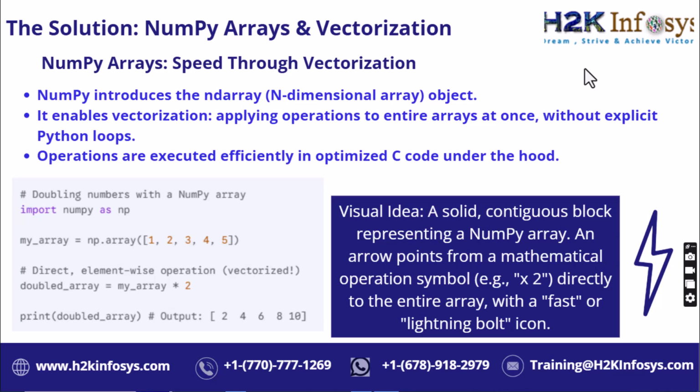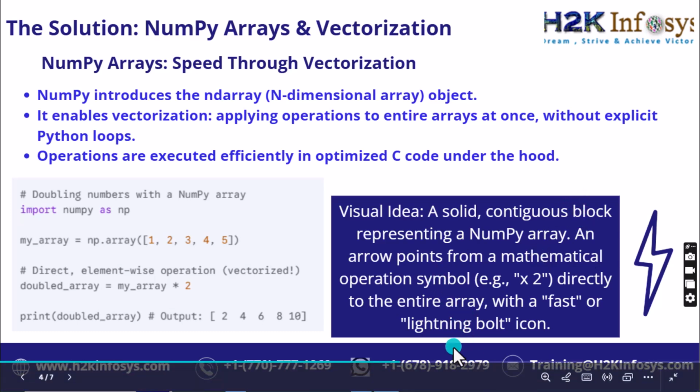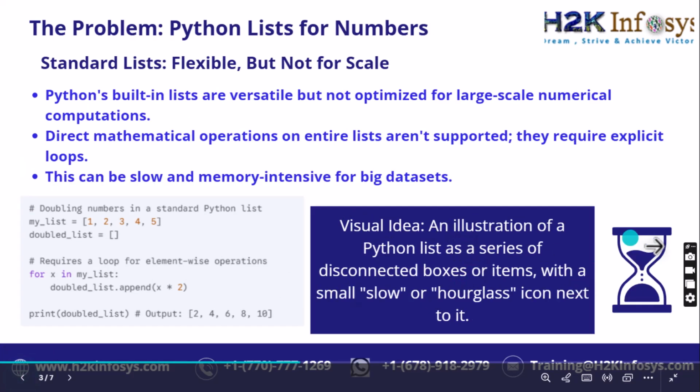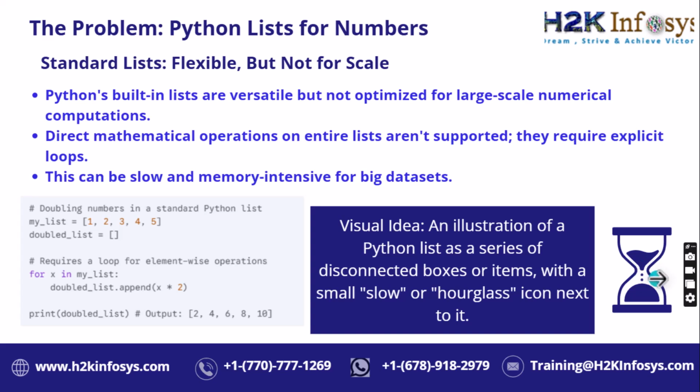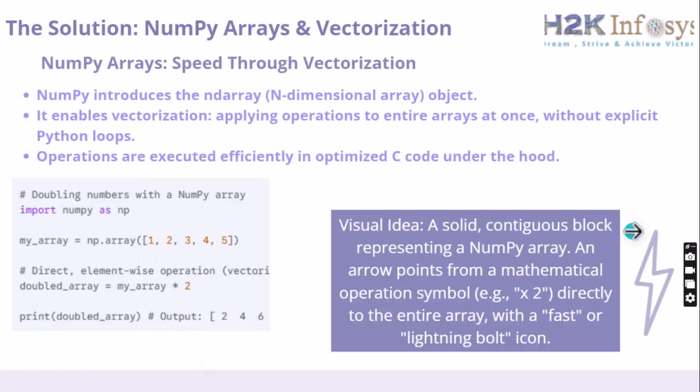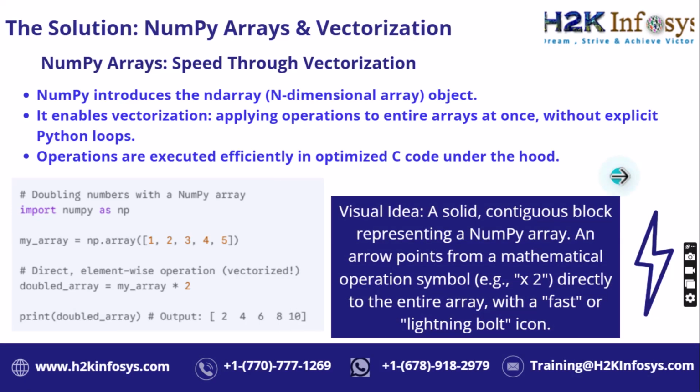So this is how it is much faster than the list. Hence we can say that it provides high performance. Almost double. We can compare NumPy to a lightning bolt, and the list we can compare to an hourglass. So we have to get the results one by one with a list, whereas here we get the results directly.